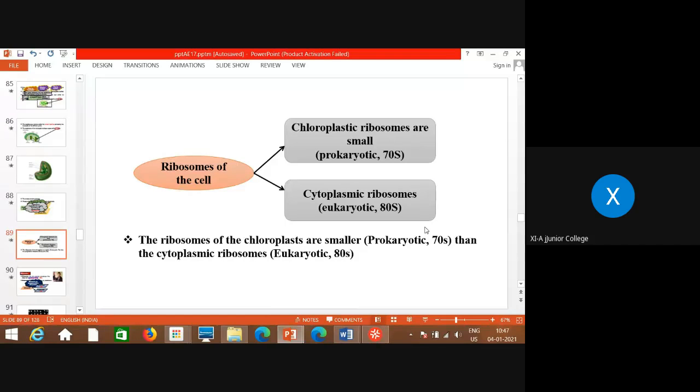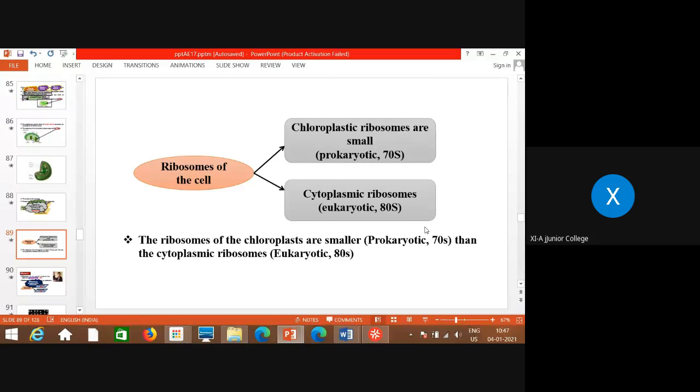Now about the next organelle, called ribosomes. Next organelle is what? Ribosomes. Ribosomes are again of different types, but here in case of chloroplast, you can remember chloroplastic ribosomes are small, that means like prokaryotic 70S type of ribosomes, whereas cytoplasmic ribosomes in case of eukaryotes are 80S type.